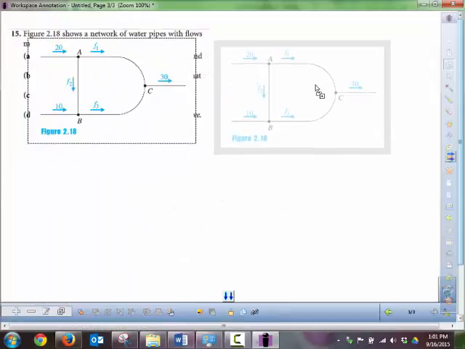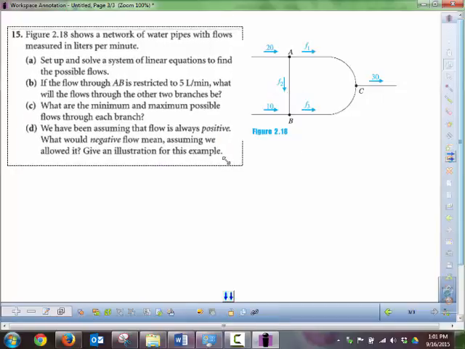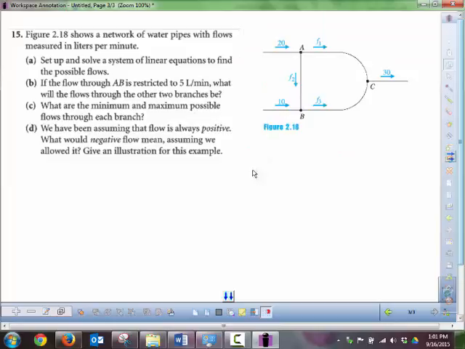So here's a network of pipes that go through, and we have 1, 2, 3 nodes here. We're looking at the possible flows, and they give us flows for some of them going into a node, some of them going out of a node. But in general, each node can represent a balanced equation. So we can think about flow going in as positive, going out as negative, or vice versa. It doesn't matter, because when you set up the equation, you'll bring everything to one side.